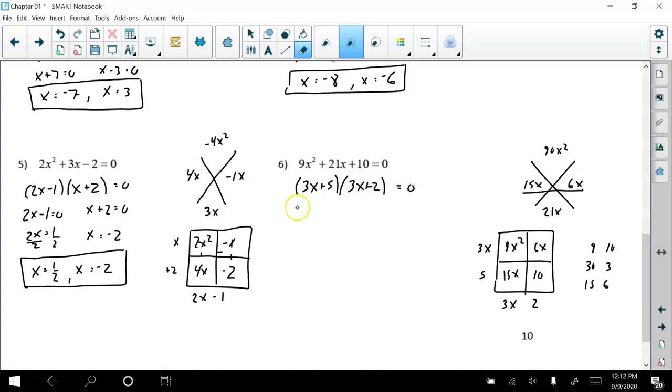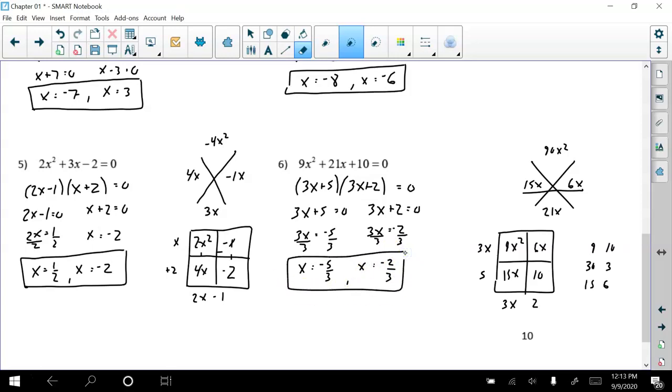So now the zero product property: set each factor equal to 0. 3x plus 5 equals 0, and 3x plus 2 equals 0. So 3x equals negative 5. Divide both sides by 3. x equals negative 5 thirds. 3x equals negative 2. Divide both sides by 3. x equals negative 2 thirds. So there are our two solutions. Going to the next page.